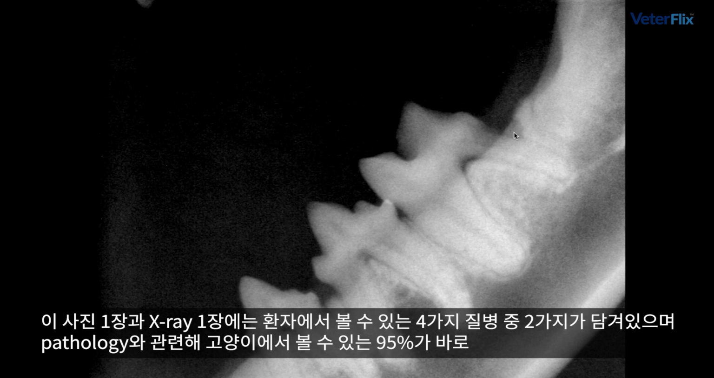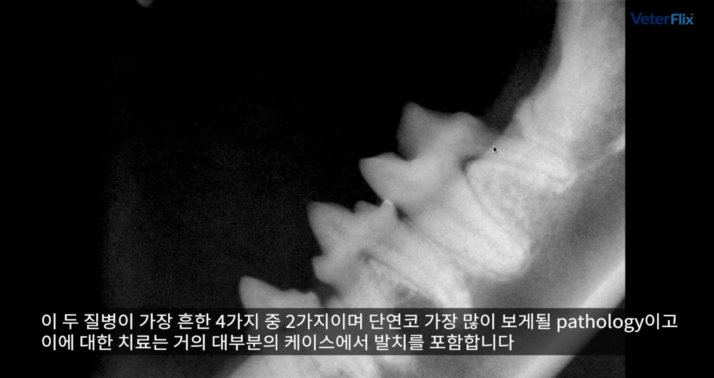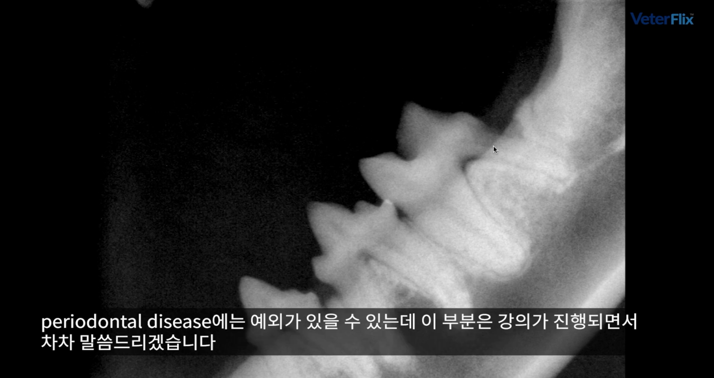95% of what we see in cats as far as pathology goes, one of which, the bone defect being periodontal disease, and the other with the tooth changes, the decrease in density in that crown, tooth resorption. So those are two of the 4, and those are by far and away the biggest category of pathology that we see. And consequently, therapy for those involves extraction in almost all cases. There are some exceptions with periodontal disease, but we'll talk about those as we progress.